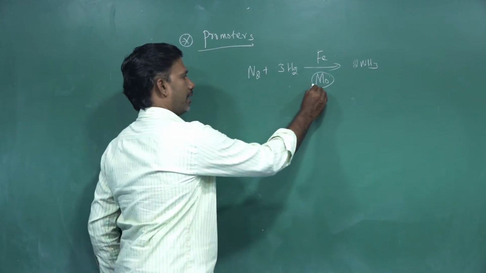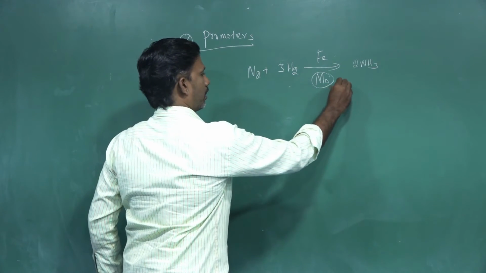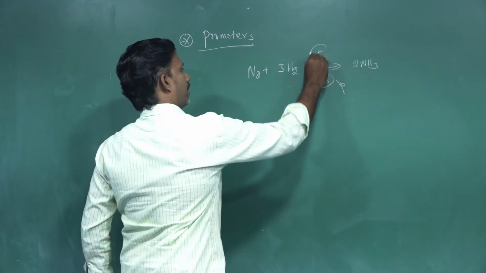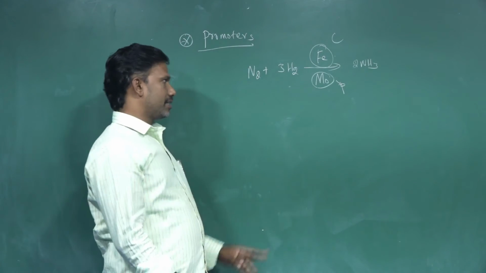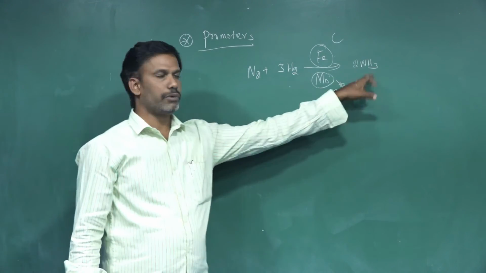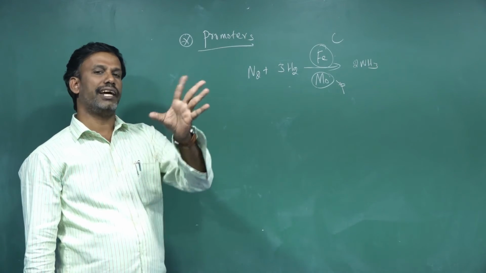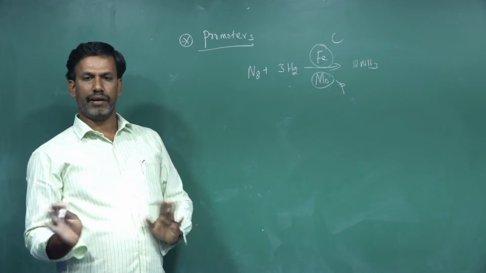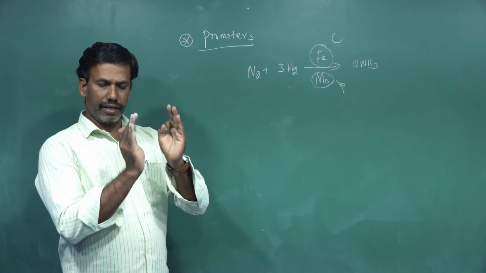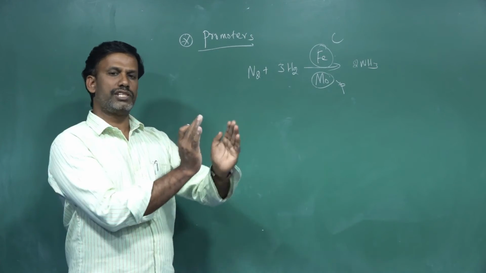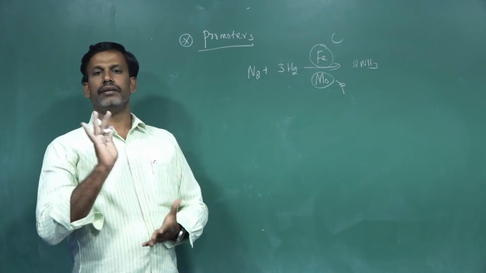So the promoter here, molybdenum, is a promoter, whereas iron is a catalyst, these two are reactants, and ammonia is a product. Now it's clear what is called a promoter, which promotes the activity of a catalyst. Simple thing, no need to memorize: that which enhances or promotes the activity of a catalyst is called a promoter.